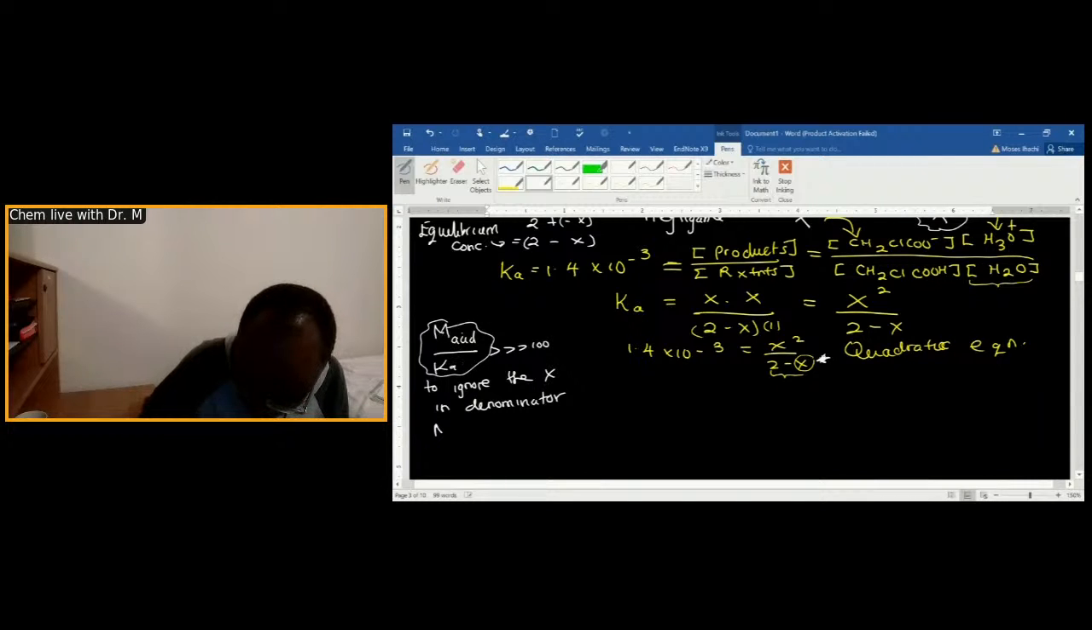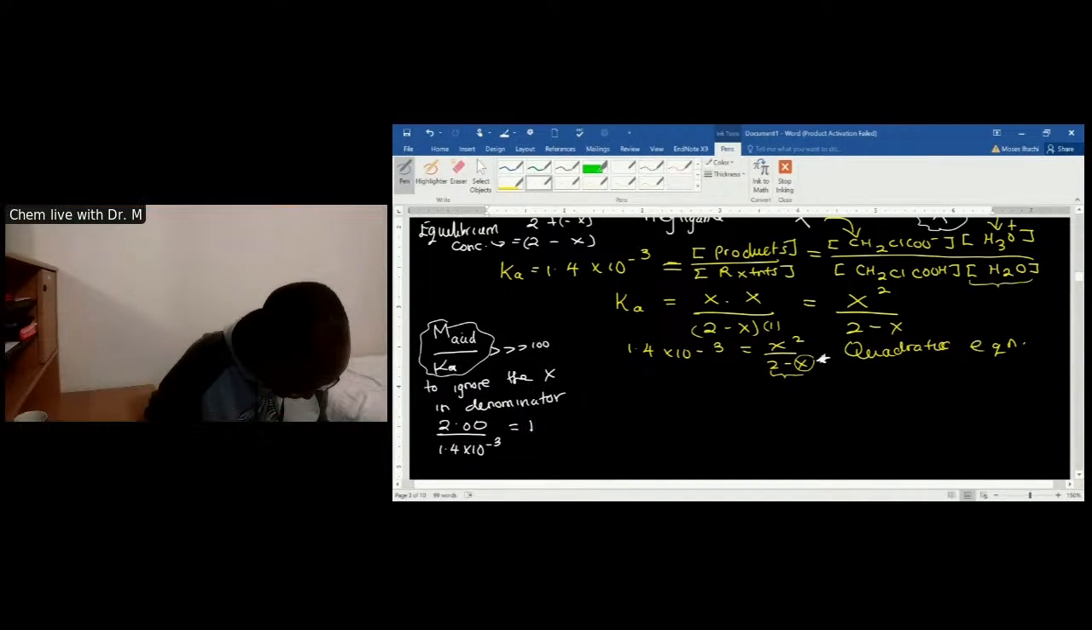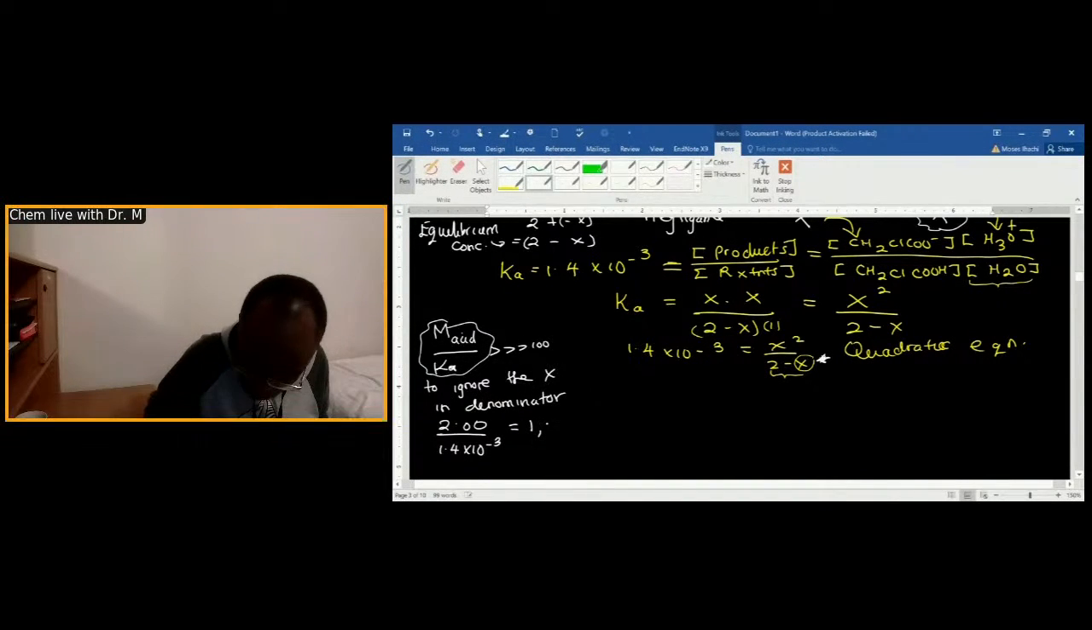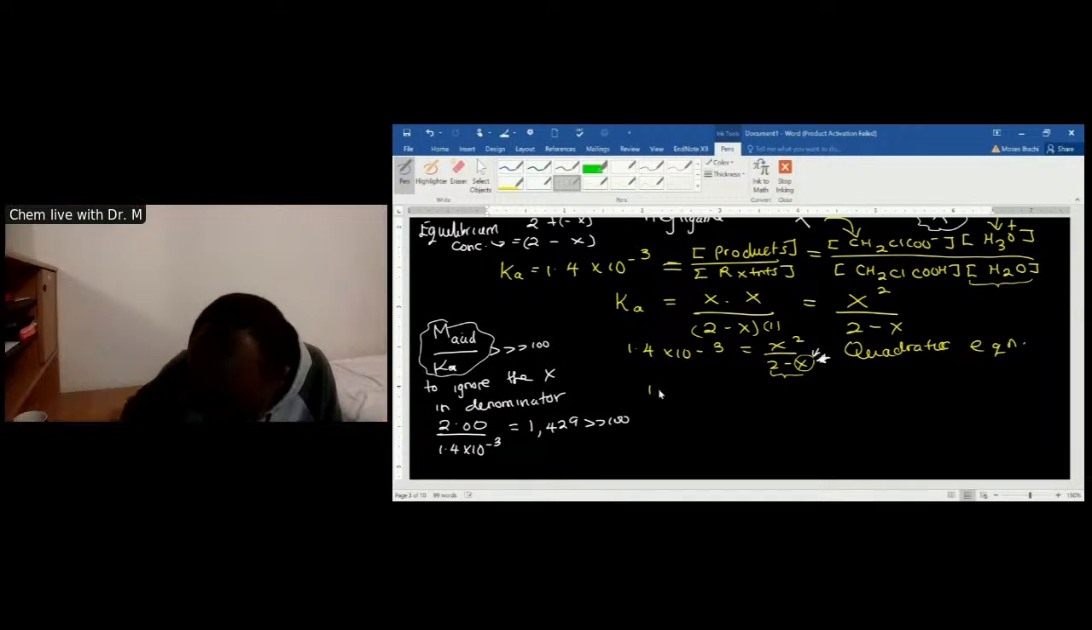Our molarity of the acid, M of the acid, is 2, right? That's what the question gives us. Divide that by the ionization constant of the acid, which is 1.4 times 10 to the power minus 3. If you divide these two, turns out the answer will be 1,429, which is way greater than 100. So it's okay to assume that this X has no effect. So that will help us to get rid of the quadratic problem.